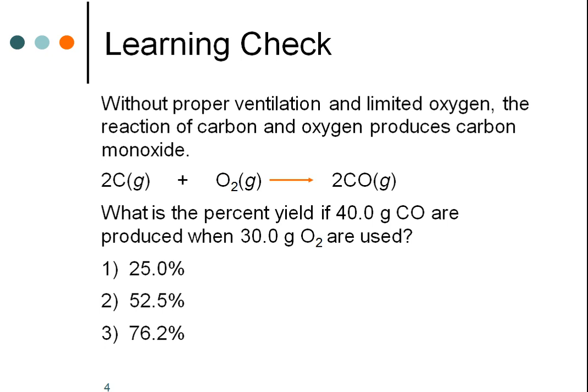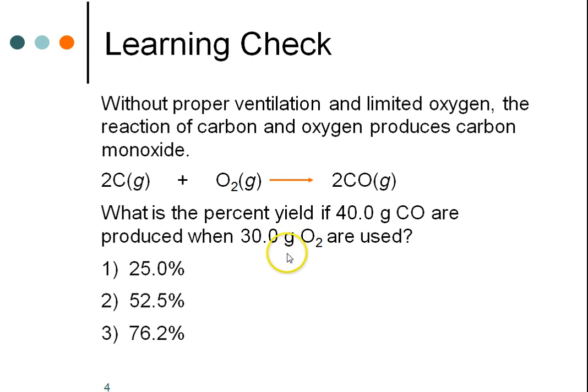In this case, we have the mass of one reactant, which is the 30 grams of oxygen, and the mass of a product that you end up making, 40 grams of carbon monoxide. So if you used 30 grams and you made 40 grams, because it says 40 grams are produced, this number right here, I would identify this number as your actual amount. This is the amount that you actually made in this experiment when you ran it. But that's not the theoretical amount.